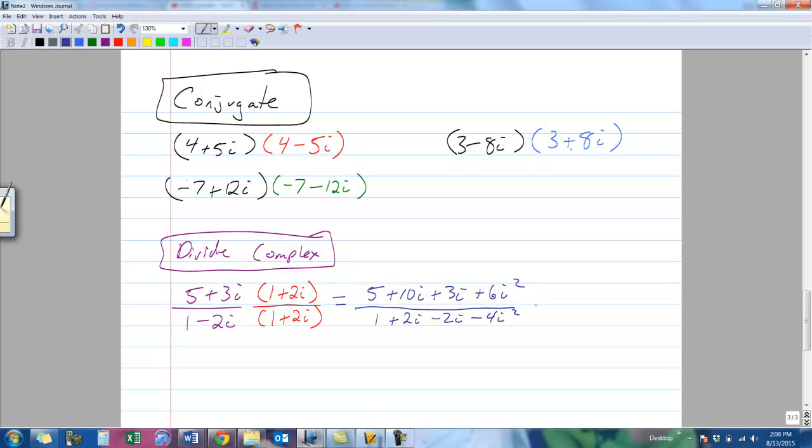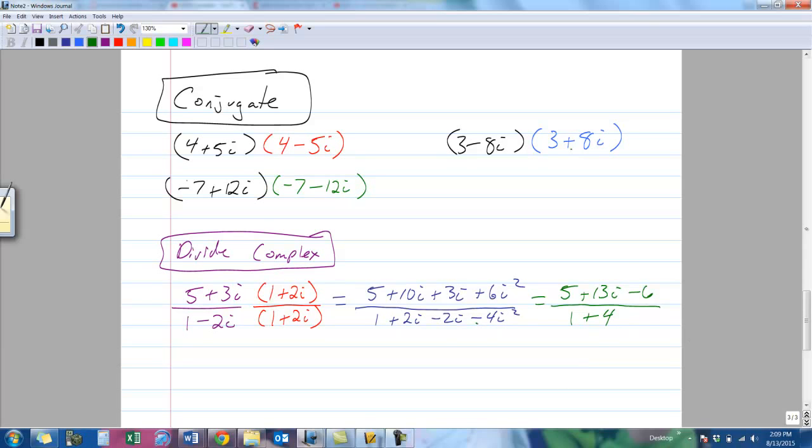All right, so foiling it out, I got this, which looks like even more of a mess than what we started with, right? But here's the thing. On the top, combine like terms, we're going to have 5 plus 13i minus 6, right? Because this is plus 6 i squared, which would be negative 1, so it becomes minus 6. Over, the bottom is going to be 1, 2i minus 2i cancels. We're going to be plus 4. The negative 4 i squared is negative 1, so it becomes plus 4.